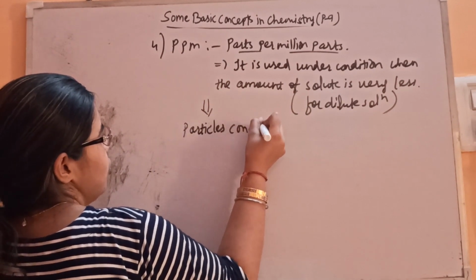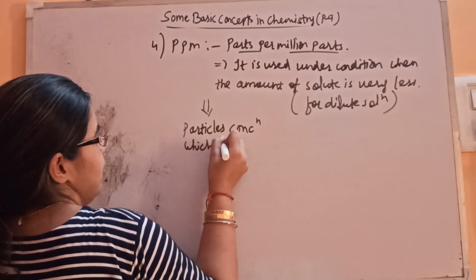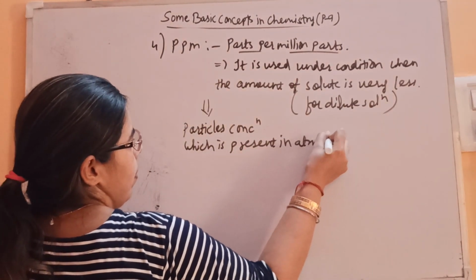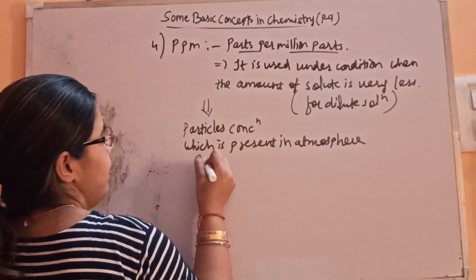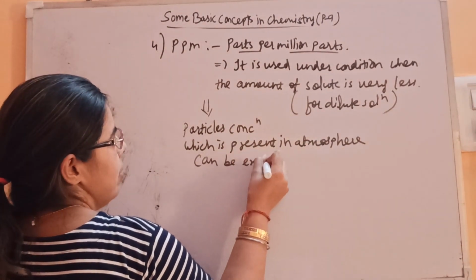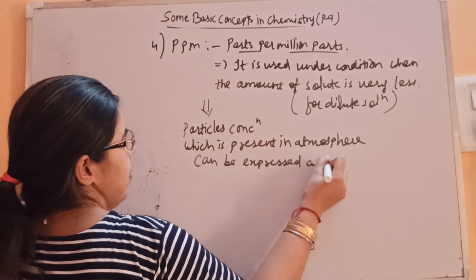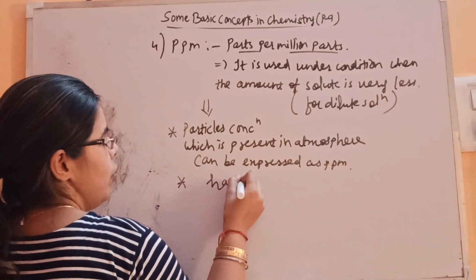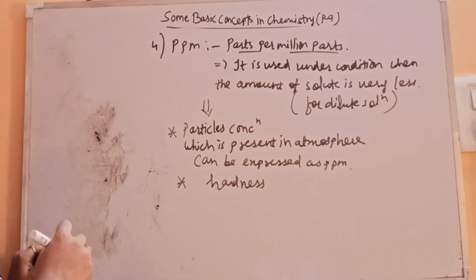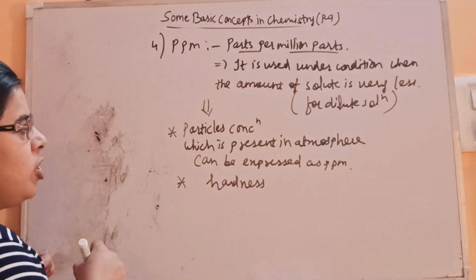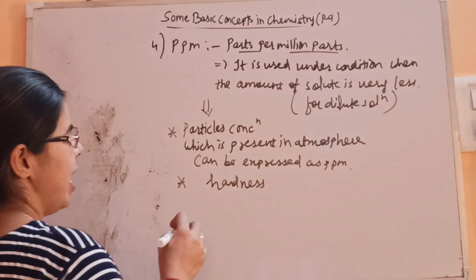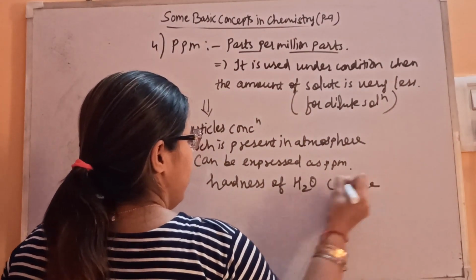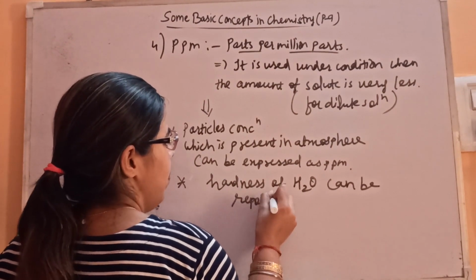Particles concentration which is present in atmosphere can be expressed as ppm. And secondly, hardness of water. All of you know what is hard water, which contains the ions of calcium and magnesium, calcium and magnesium salts, sulfates, chlorides and bicarbonates. So hardness of water can be reported in ppm. So this is the purpose of ppm.